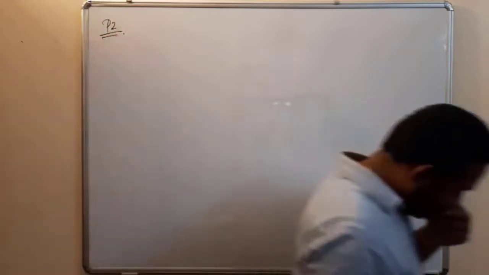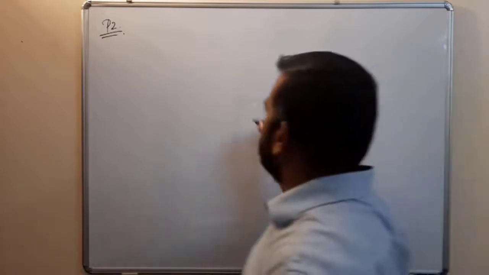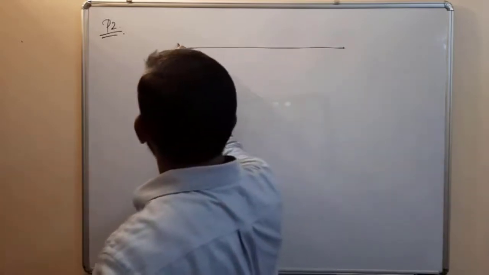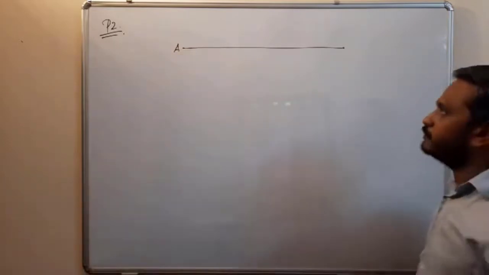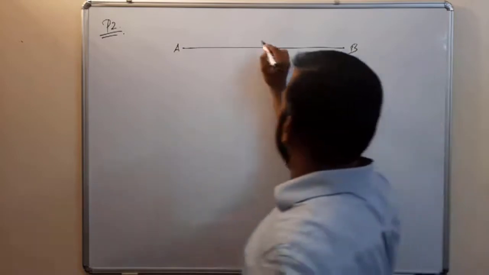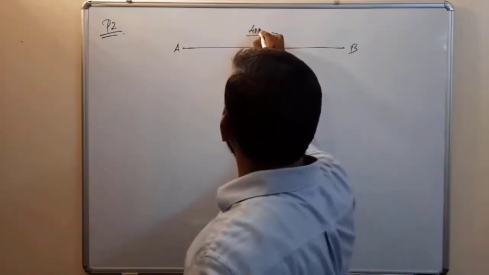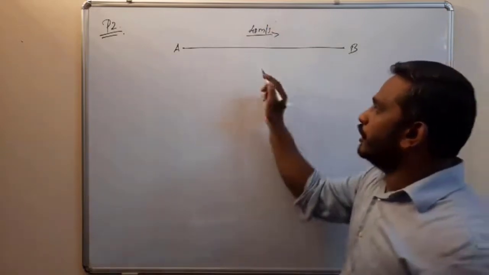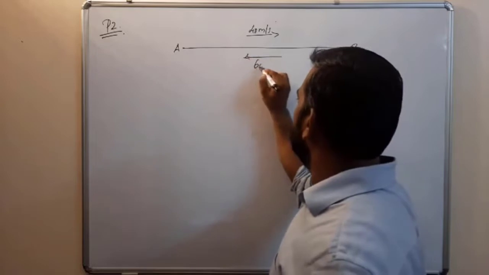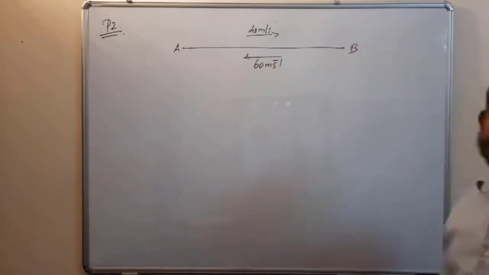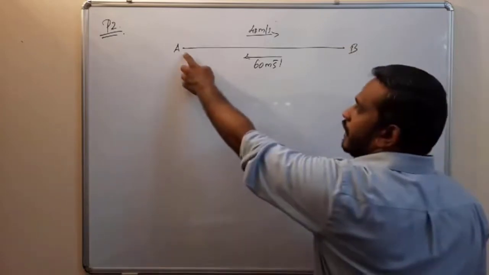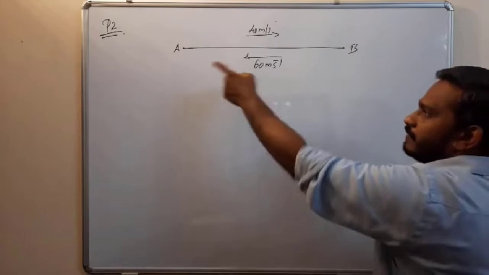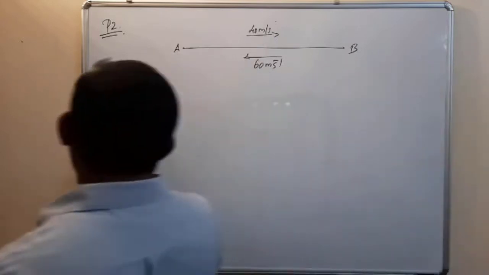P2. An object starts from A and travels to the point B with velocity 40 meter per second and returns back to the point A with the velocity 60 meter per second. What is the average velocity? What is the average speed?